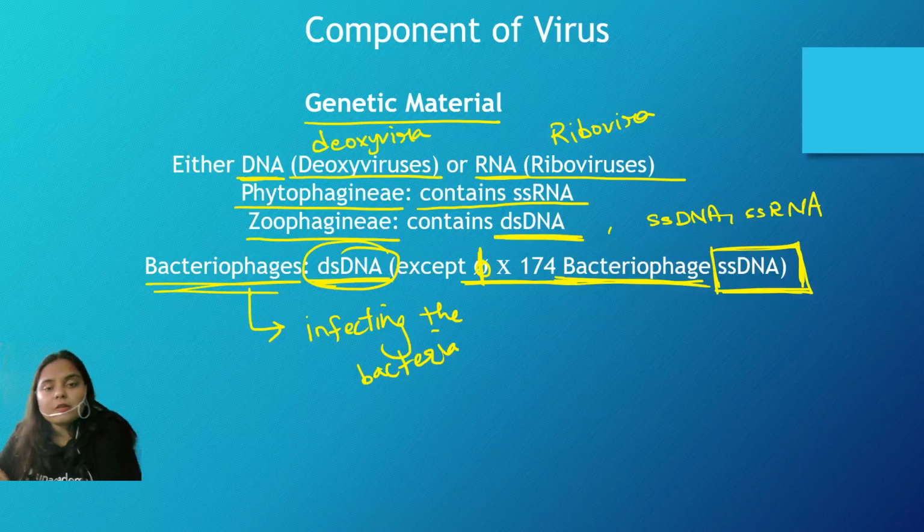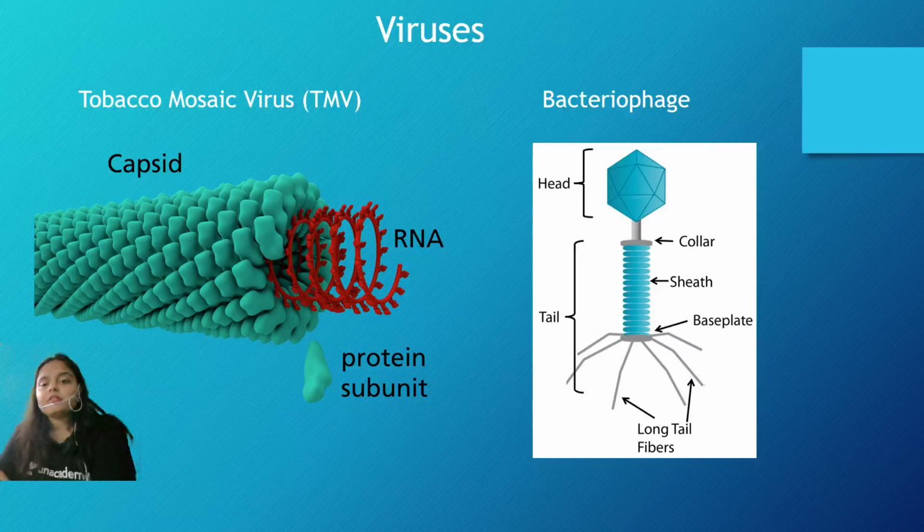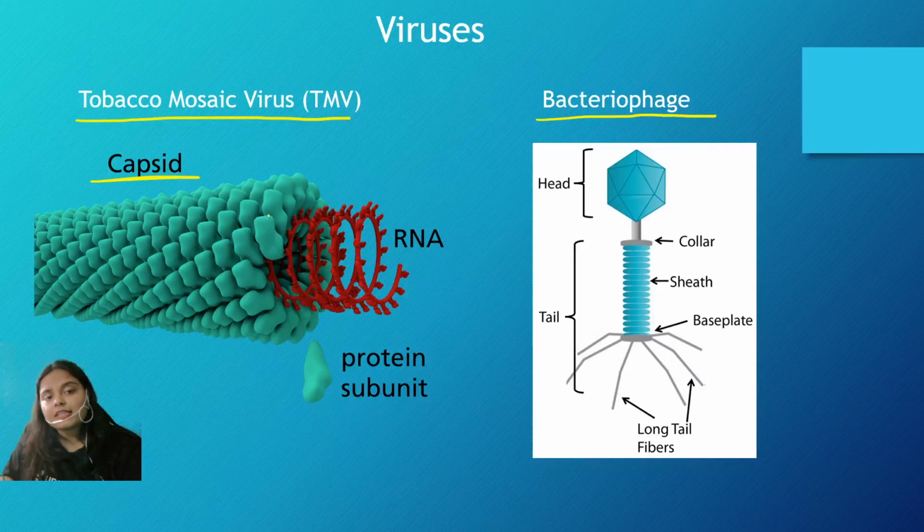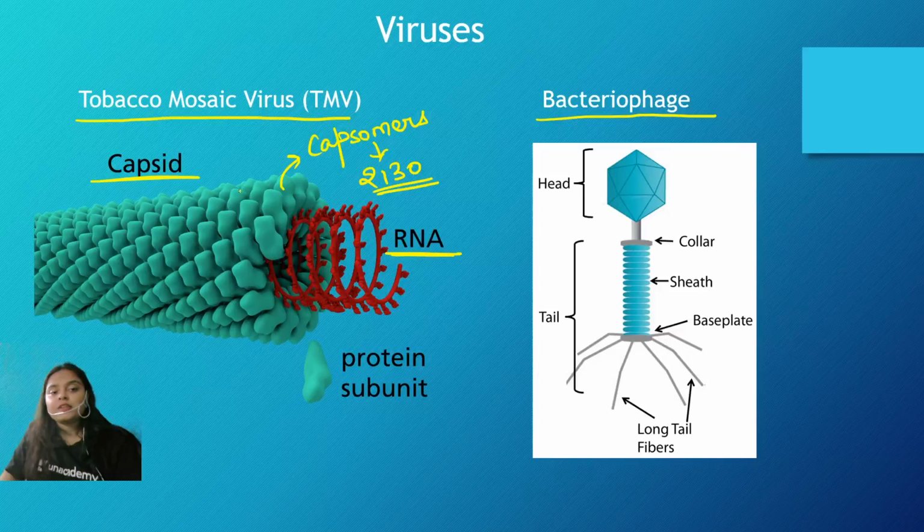So this was about the structural component of the virus. Now there are two very important examples available in nature. First one is the tobacco mosaic virus and another one is the bacteriophage. Let us look at their structure. I told you the tobacco mosaic virus is a naked virus, right? It does not contain the envelope. So the outermost covering is the capsid, and in the center portion is the RNA. This capsid is made up of small units known as the capsomers. There are around 2130 capsomers arranged to form the capsid of the tobacco mosaic virus.